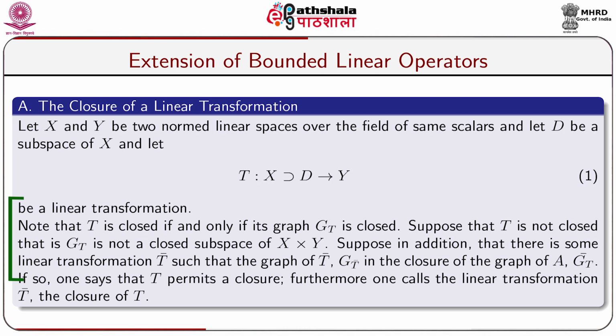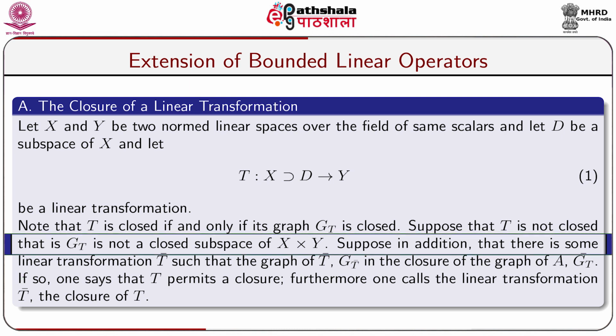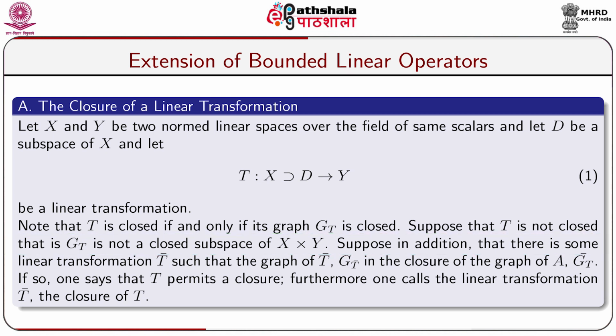Suppose that capital T is not closed, that is GT is not a closed subspace of X cross Y, the Cartesian product, where X cross Y consists of all elements taken pairwise (x, y), where x belongs to capital X and y belongs to capital Y.